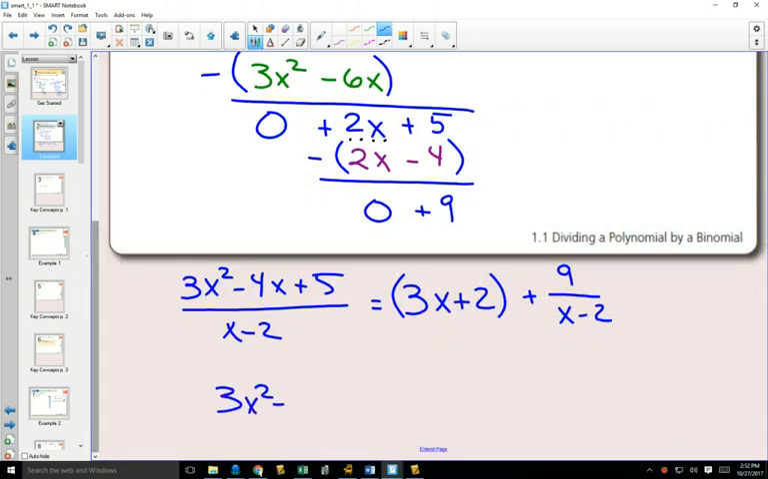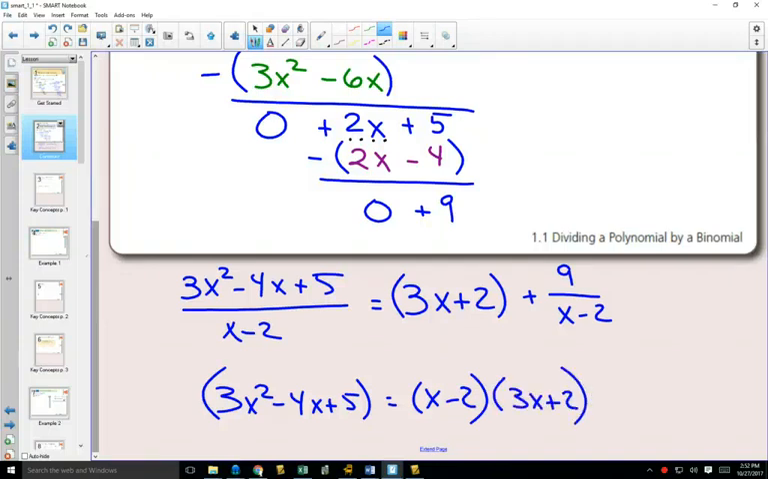Another way of thinking about this is that 3x squared minus 4x plus 5 is equal to x minus 2, which is what we're dividing by, multiplied by 3x plus 2. Because that's the whole reason we divide, right? To see what two things multiply. But it doesn't work out perfectly. We're off by a little bit. In fact, how much are we off by? We're off by 9, so we would have to add 9 to make it work.